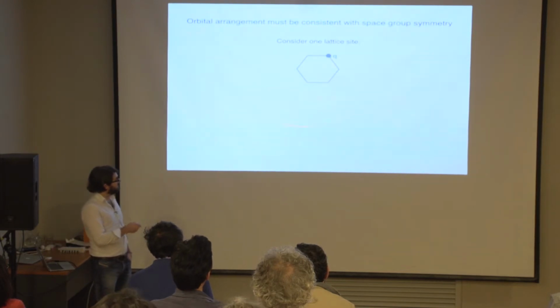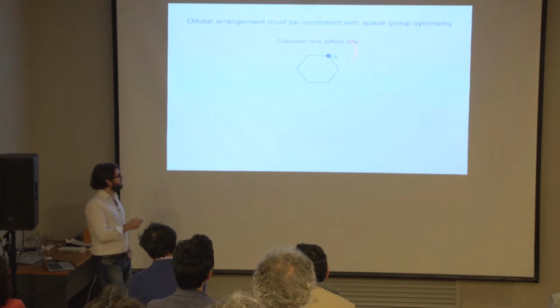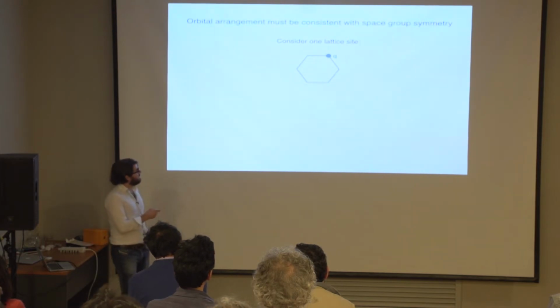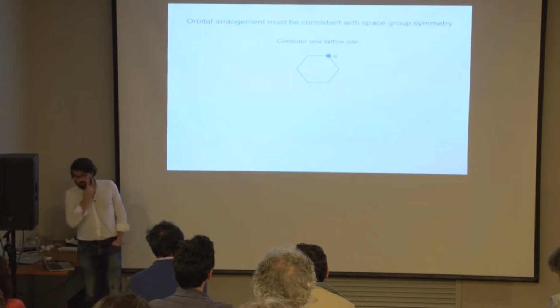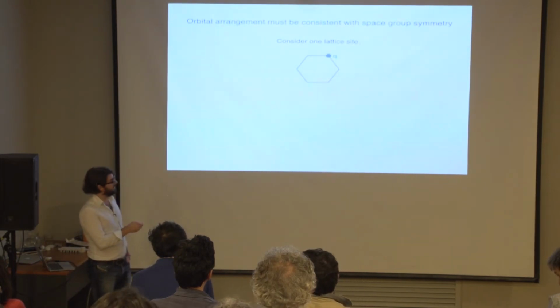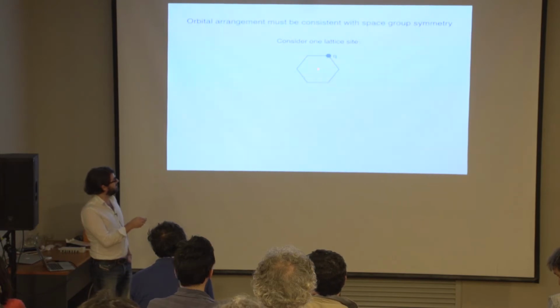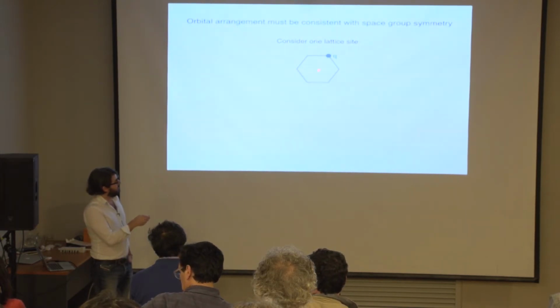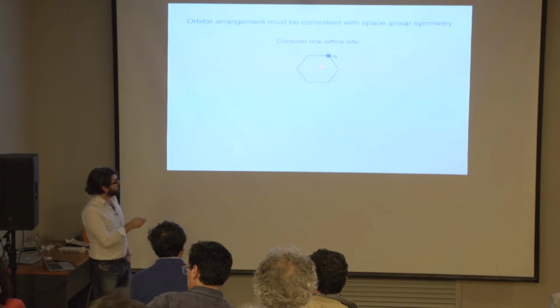So for example, let's consider the hexagonal lattice. This is the symmetry group, wallpaper group 17, the largest two-dimensional wallpaper group. The space group is C6V plus translations. So C6 is a rotation around the center of the hexagon.